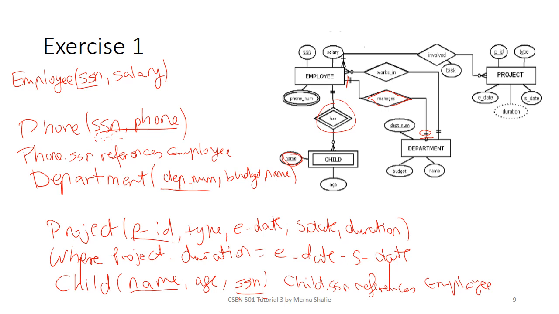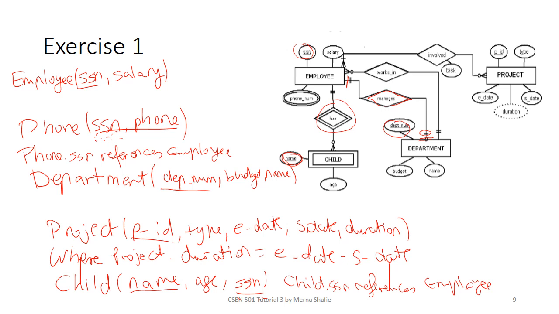Well, if it is a one-to-one relationship, what did I say? If it's a one-to-one relationship, then I can get to decide. I can either put the SSN of the employee in the department relation, or I can put the department number, primary key of the department, in the employee relation.